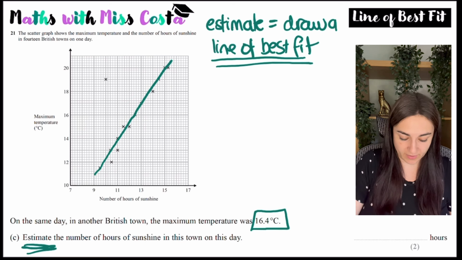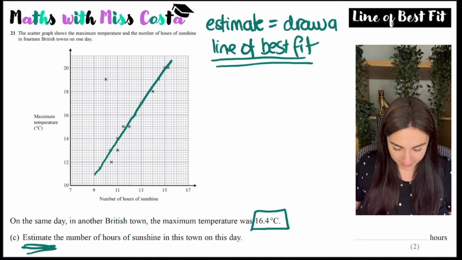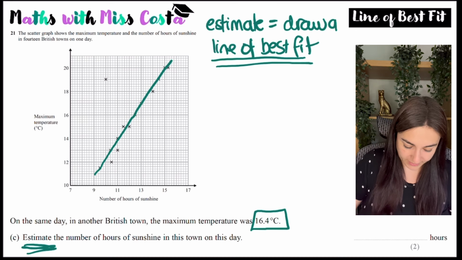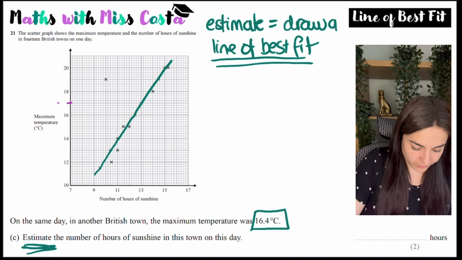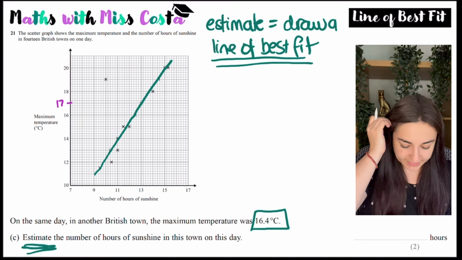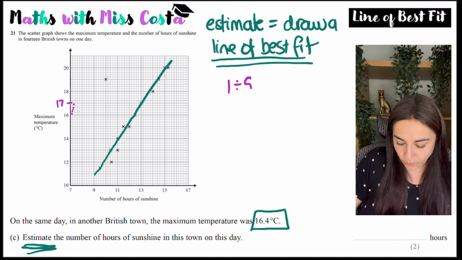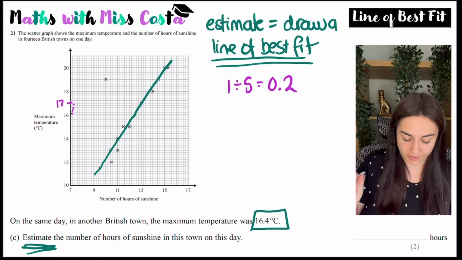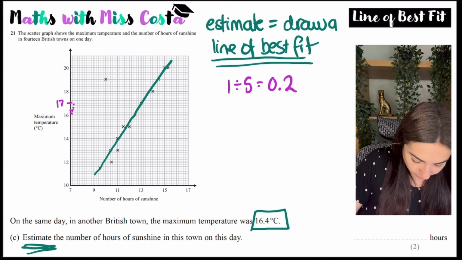Now I use my line of best fit to work out what the question's asking me. It's saying the maximum temperature was 16.4 degrees. So between 16 and 17, there are 1, 2, 3, 4, 5 boxes. 1 divided by 5 is 0.2. So each tiny little square goes up by 0.2. So 16.2 and then 16.4.